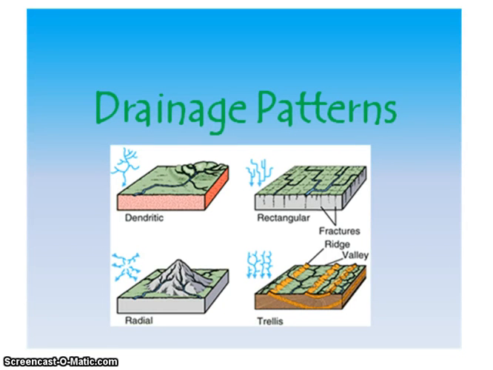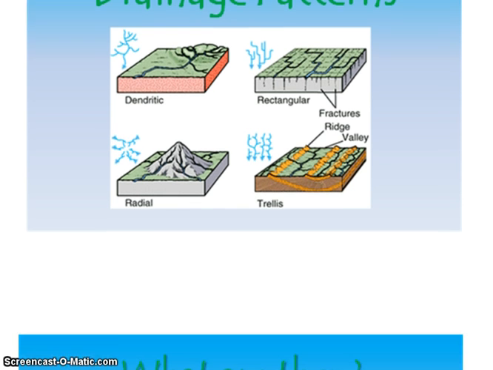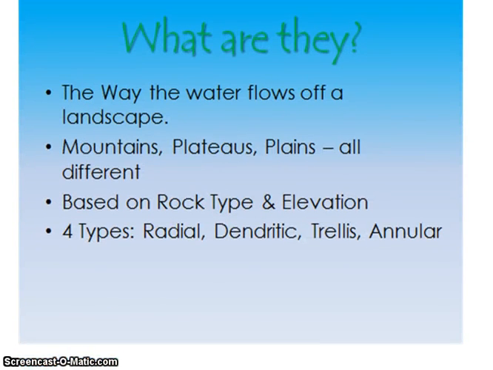Today's notes will be on drainage patterns. You can see the 4 types of drainage patterns in this picture. They're dendritic, radial, rectangular or annular, and trellis. Drainage patterns are pretty much just the way the water is going to flow off of a landscape.